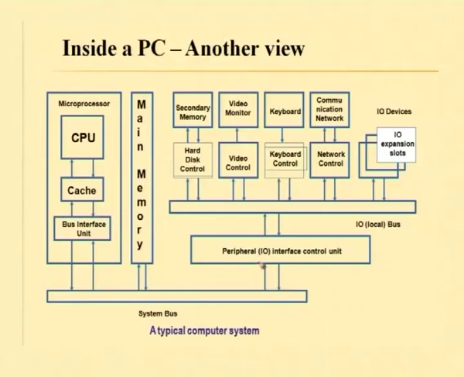If you look at this here, we have what is called a peripheral I/O or interface control unit, and then you have the hard disk control, which is the interface for the secondary memory. Similarly, you will have a video controller which will act as the interface for the video monitor. You have the keyboard control which acts as the interface for the keyboard, and then the network controller which acts as the interface for the communication network. Similarly, you have other I/O expansion slots that are normally provided on your PC, to which we connect different I/O devices as we come across.